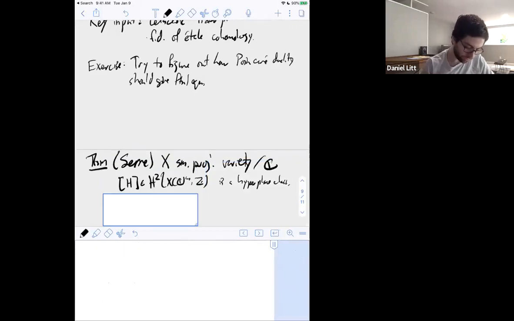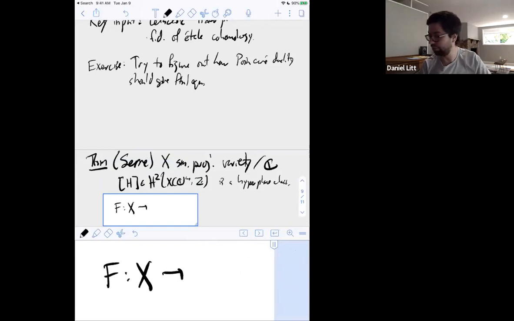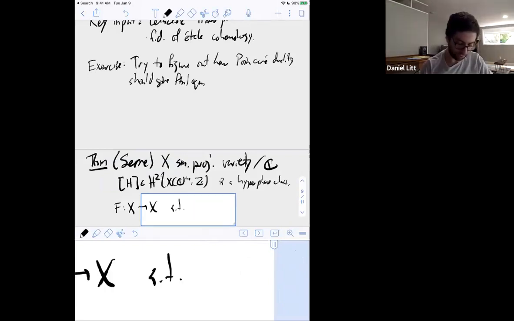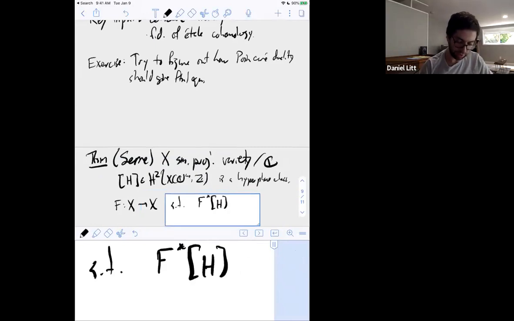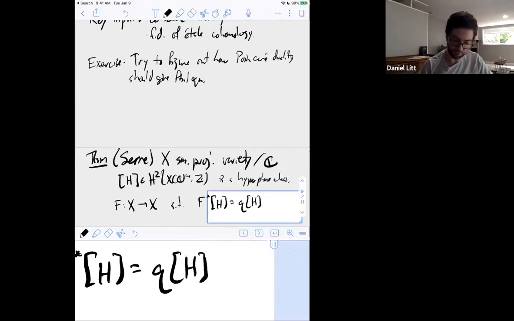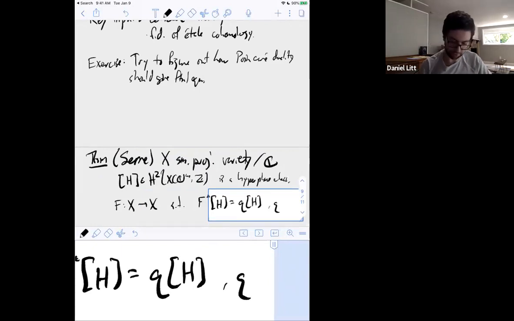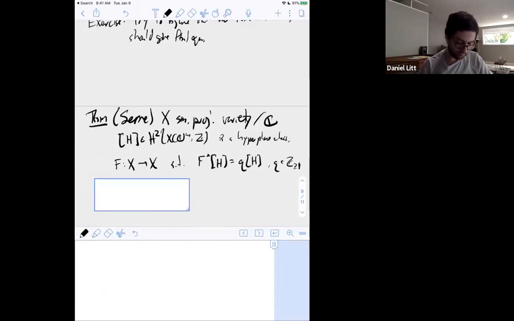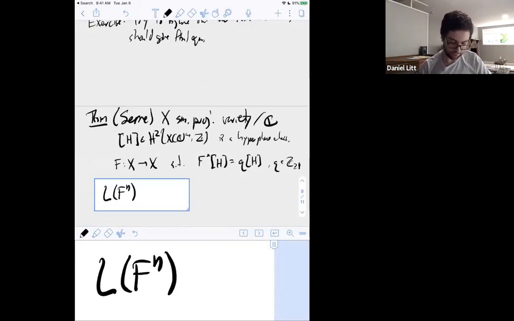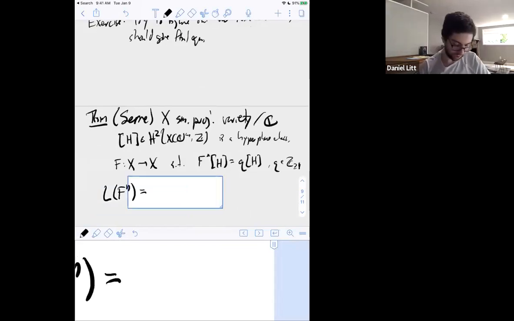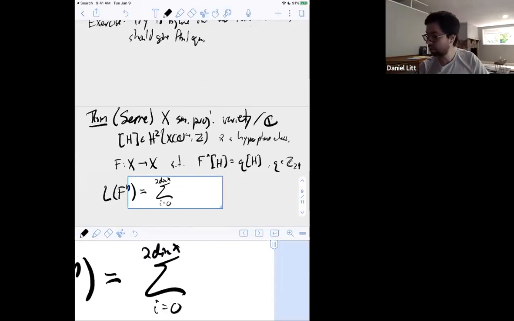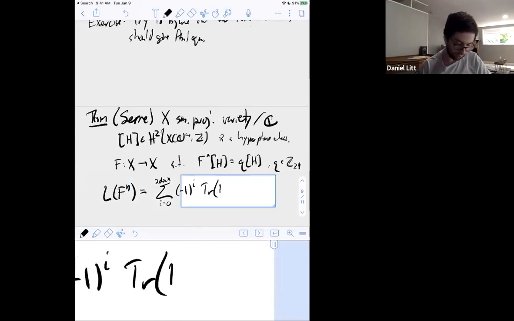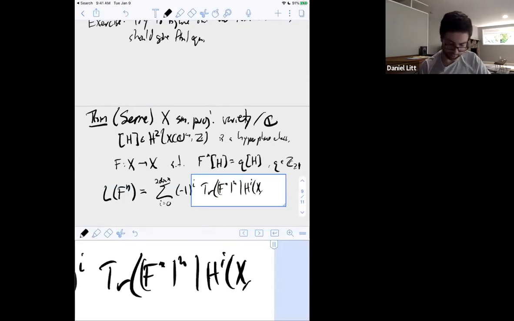Now suppose F from X to X is an endomorphism such that the pullback of this hyperplane class is equal to Q times the hyperplane class, where Q is some positive integer. Then I'm going to make the following definition. This is the Lefschetz number of F^n. It's just what you get from the Lefschetz fixed point formula. So it's the alternating sum of (-1)^i times the trace of (F^*)^n acting on the ith cohomology of X with, say, Q coefficients.